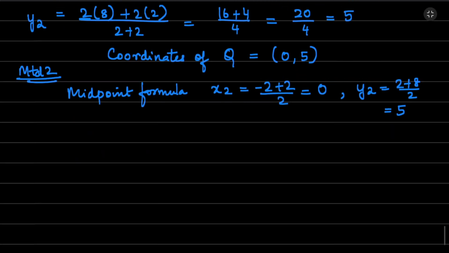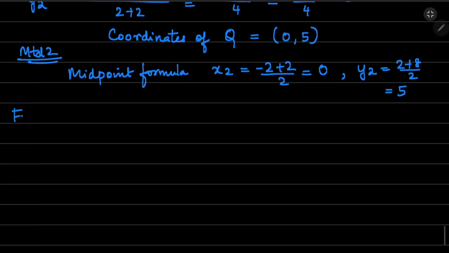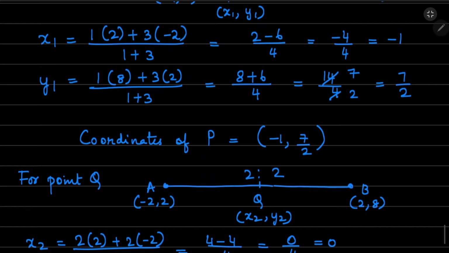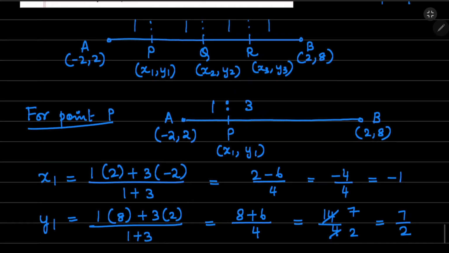Now let us take the last point, that is the point R. Okay, that is dividing the line segment AB. B is (2, 8). A is nothing but (-2, 2). Let this be R. Let this be (x3, y3). So R point is dividing in the ratio 3 is to 1.